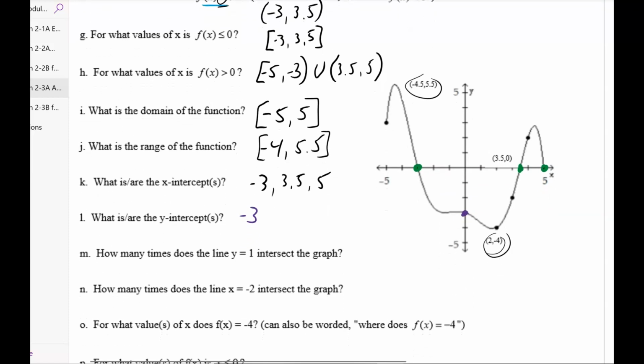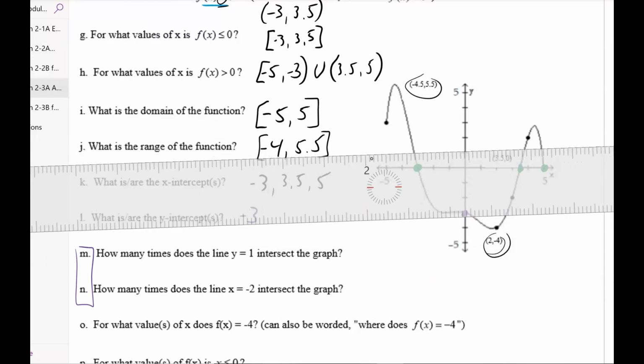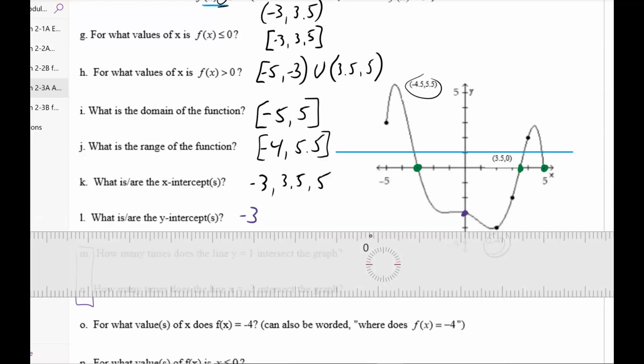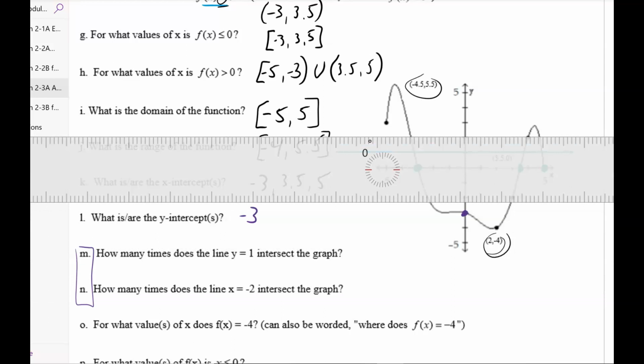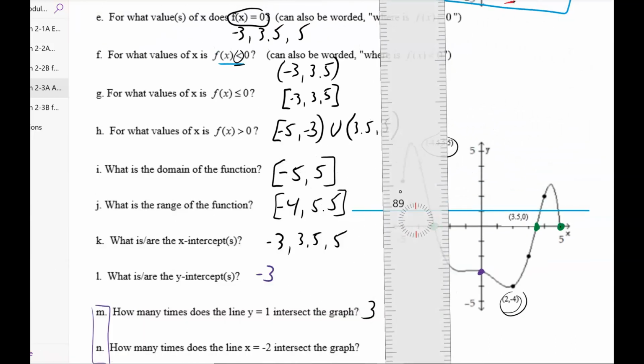Now we ask these questions about the lines y equals 1 and x equals -2. So you should know that y equals 1 is a horizontal line at 1. So it's something like this line right here at 1. And it looks like it crosses the graph 3 times. And then we've got this vertical line at x equals -2, so that would be this one. And it looks like it's going to cross just 1 time.